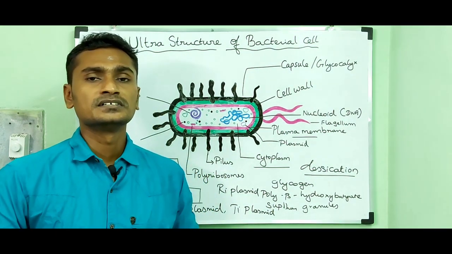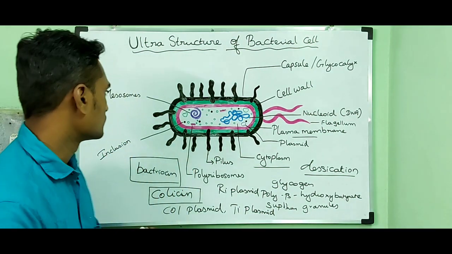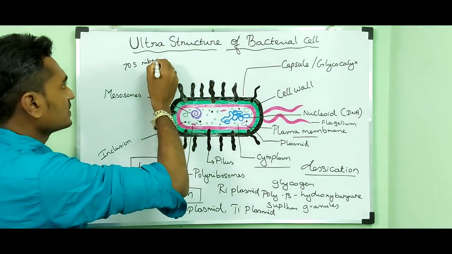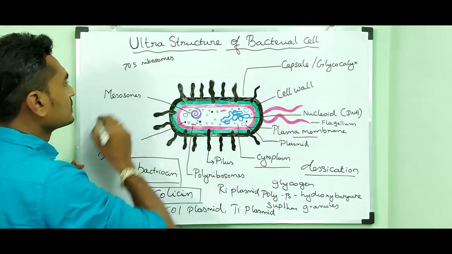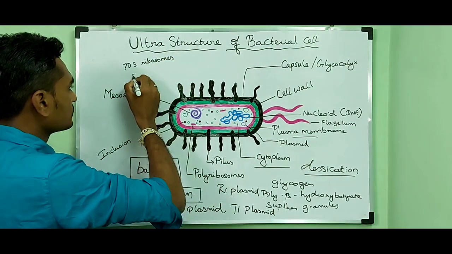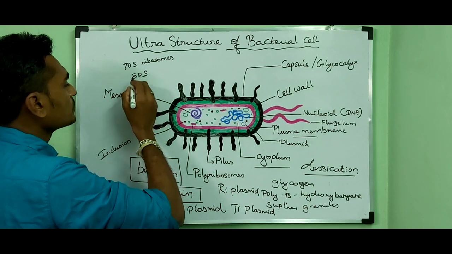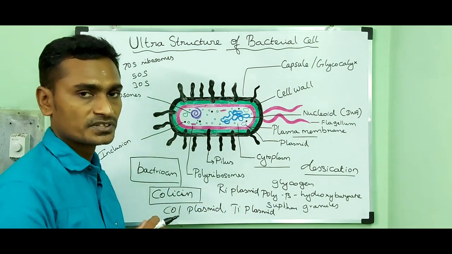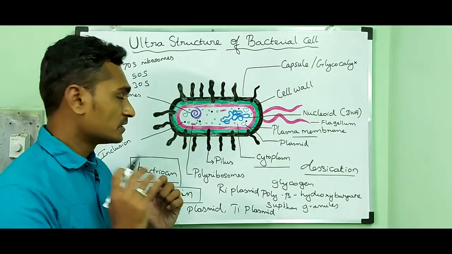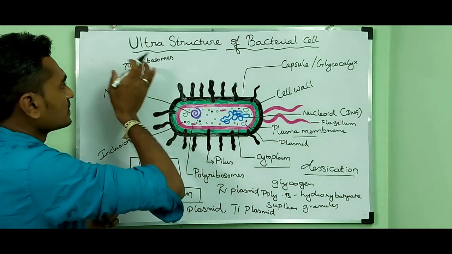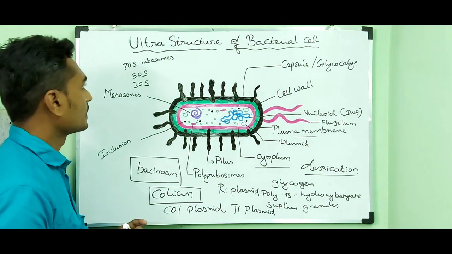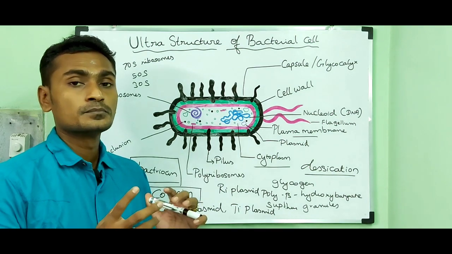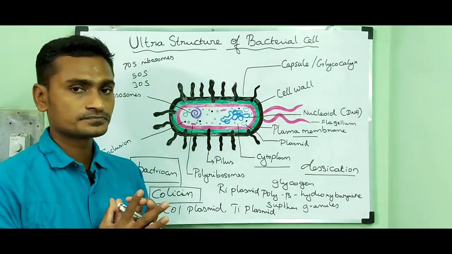In bacteria, it shows 70S ribosomes. It contains two subunits. The larger subunit is 50S and the smaller subunit is 30S. S means Svedberg unit. The 70S ribosome is the characteristic feature of bacteria or prokaryotic cells.